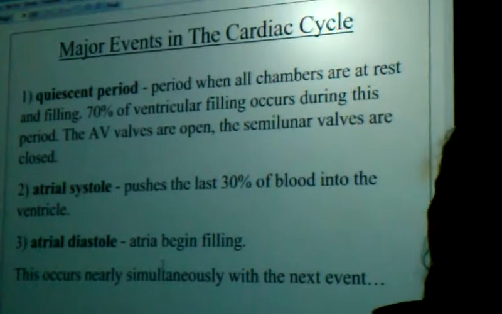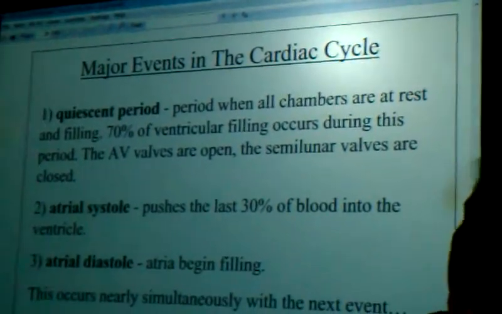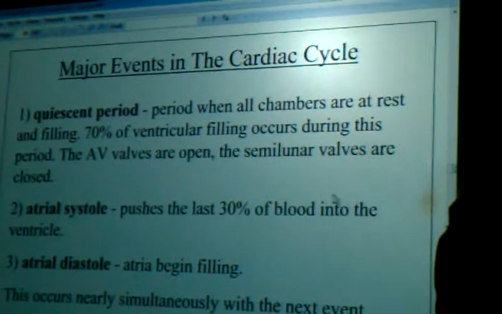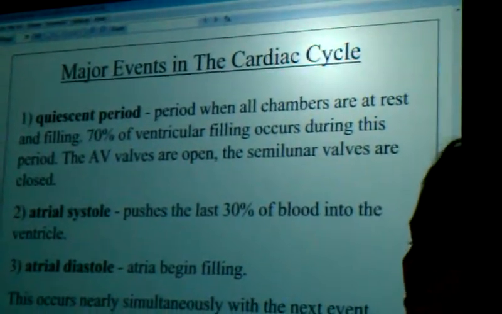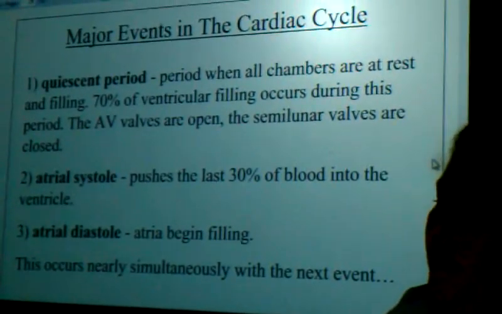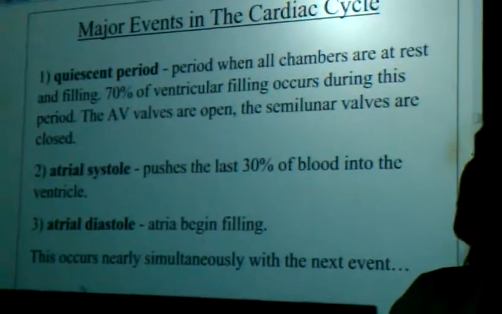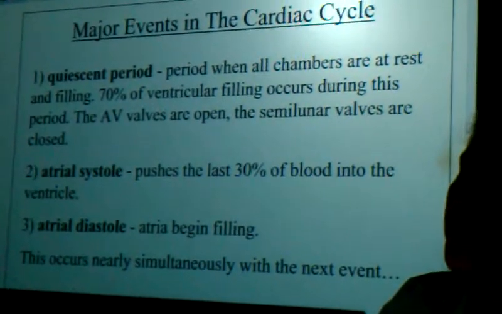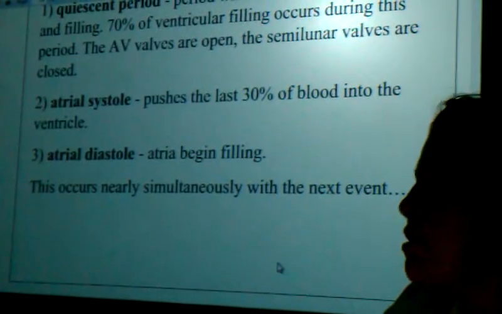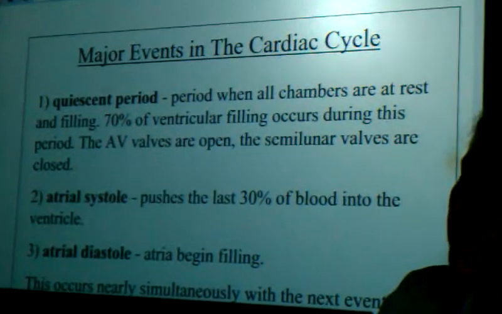All right, now let's look at the major events in the cardiac cycle. We'll see 5 events listed here, and we're going to start with what we call the quiescent period. This is a very, very short period of time. In essence, you can pick any point at which to start your cardiac cycle, such as the first heart sound or the second heart sound, but in this case we're starting with the quiescent period.